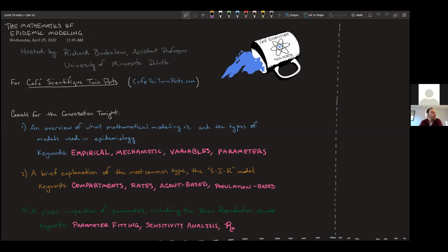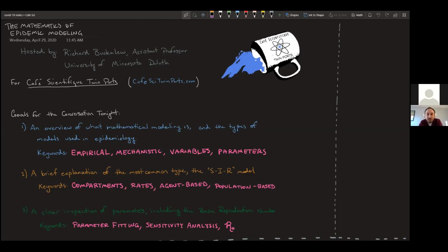All right. So here are my goals. I want to do a brief overview of what a mathematical model is. There are some key words here that I've highlighted in pink for that. So we'll talk about what empirical models are versus mechanistic. And then, of course, you may remember from math class, variables. And then models have another kind of object in them called parameters too. So I'm going to introduce those four terms.